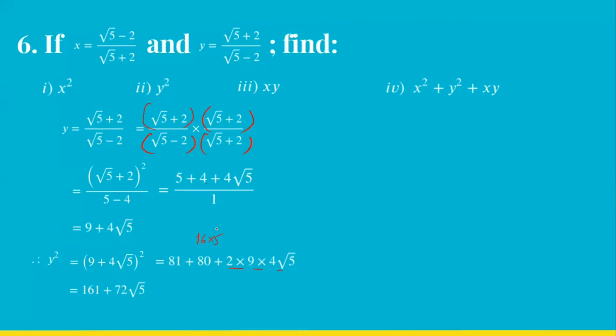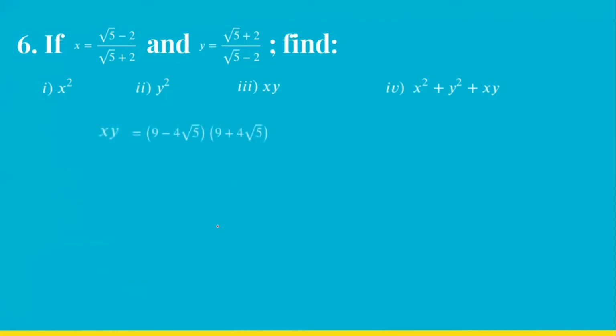Right? Now let us find the value of xy. So the value of x was 9 minus 4 root 5 and the value of y was 9 plus 4 root 5. Now we have a minus b into a plus b is a square minus b square. So 9 square minus 4 root 5 square. 9 square was 81, 4 root 5 square is 80. 81 minus 80 is 1. So the value of xy we got.